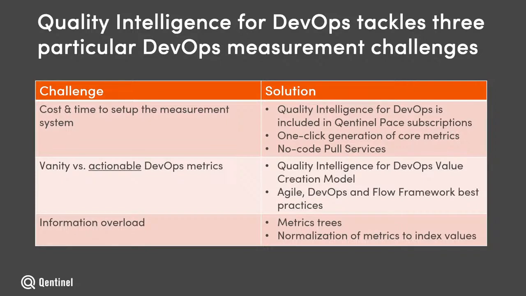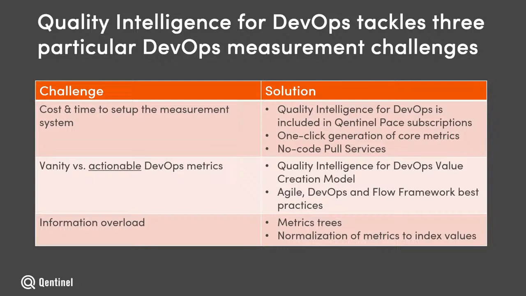The third issue is information overload. Colorful graphs may look nice, but what if you have 30 or 100 of them? Qentinel Pace can present a summary of everything on one screen. It provides a unique metrics tree concept which allows for hierarchical presentation of metrics. You can also compare and aggregate metrics of any kind, as normalized index values are calculated for the metric values. You can compare apples to oranges. So for instance, conclude whether test pass rate is more off the target than open bugs.